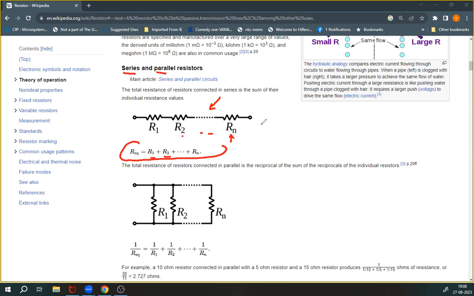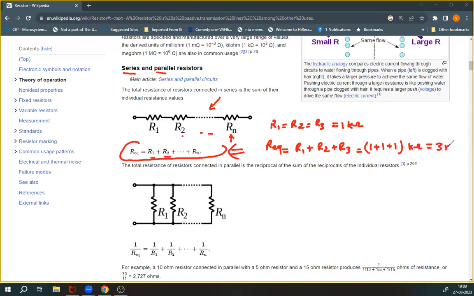So imagine you have resistor R1 equal to R2 equal to R3, and suppose there are three resistors, and each of these is equal to 1 kilo ohm. So the R equivalent according to this equation would be the sum of R1 plus R2 plus R3, and that is equal to 1 plus 1 plus 1 kilo ohm, and that equals 3 kilo ohm. So you have n number of resistors, sum them all to get the series combination.